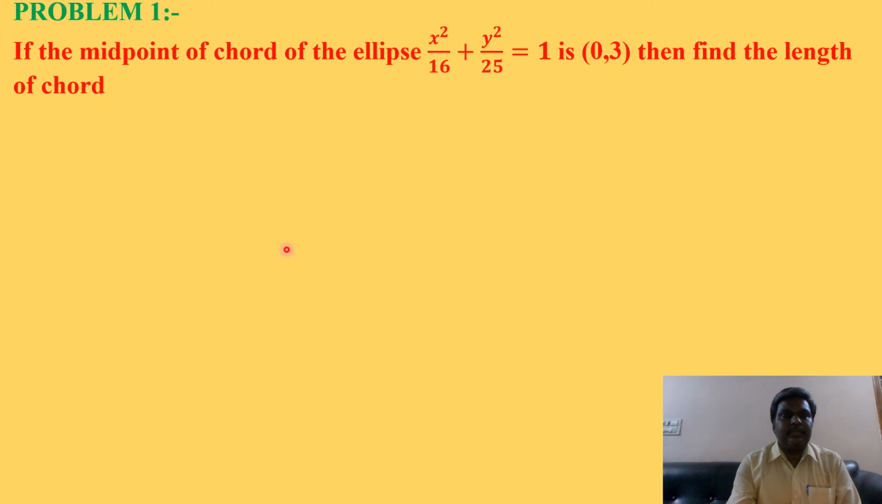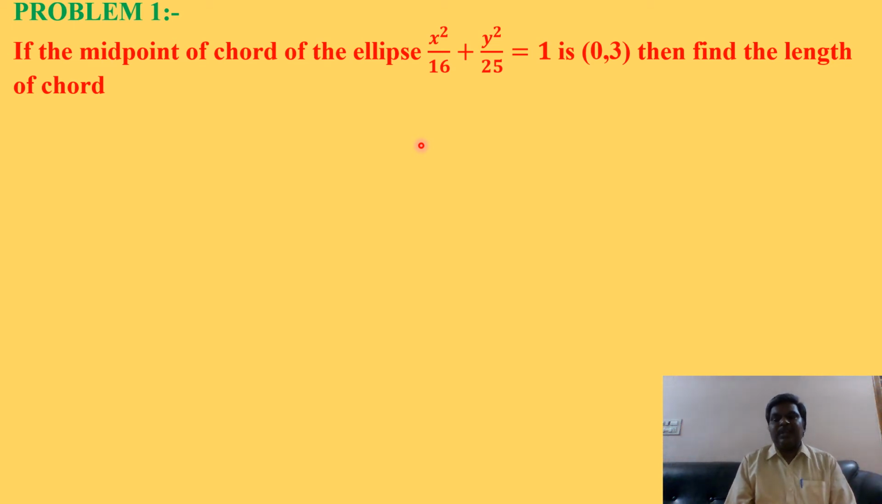Now see this problem. If the midpoint of chord of ellipse x square by 16 plus y square by 25 equal to 1 is 0 comma 3, then find the length of the chord. So what you have to find out here? We have to find out the length of the chord of the ellipse, whose midpoint is 0 comma 3. We have the midpoint of chord.